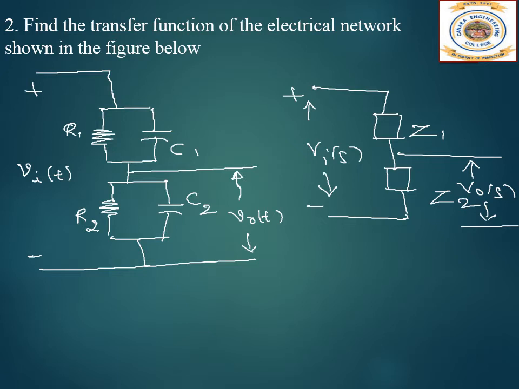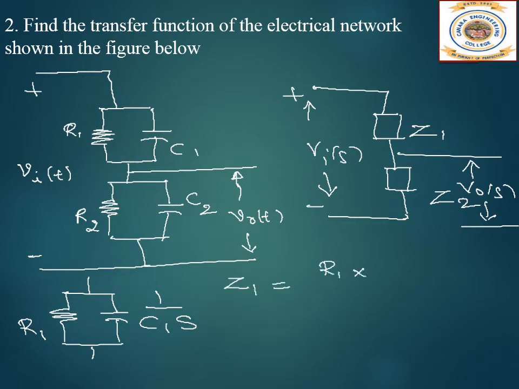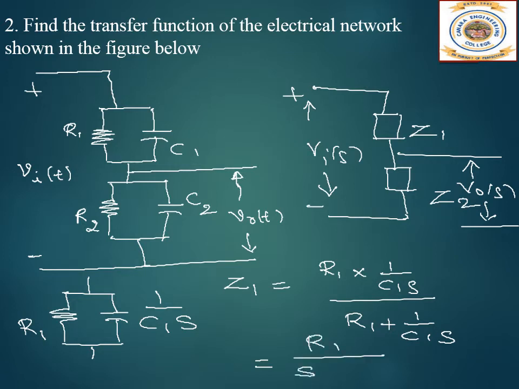Let us find Z1. For Z1 we have R1 in parallel with C1. This is R1, and C1 I can write in the Laplace domain as C1 into S. So Z1 will be R1 into 1 by C1S divided by R1 plus 1 by C1S. After taking the common denominator and simplifying, we get R1 by S R1 C1 plus 1. So this is Z1.